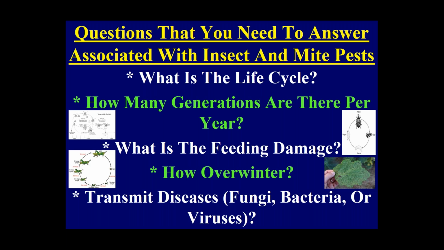And then how do they overwinter? Okay, because why that's important is, if you have insects that overwinter as adults, they will come out earlier in the season, going back to seasonality. Those that overwinter later on come out later in the season. And then the last one is, do they transmit diseases? And we will cover rose rosette. Okay, you ready? So this is where we're going.